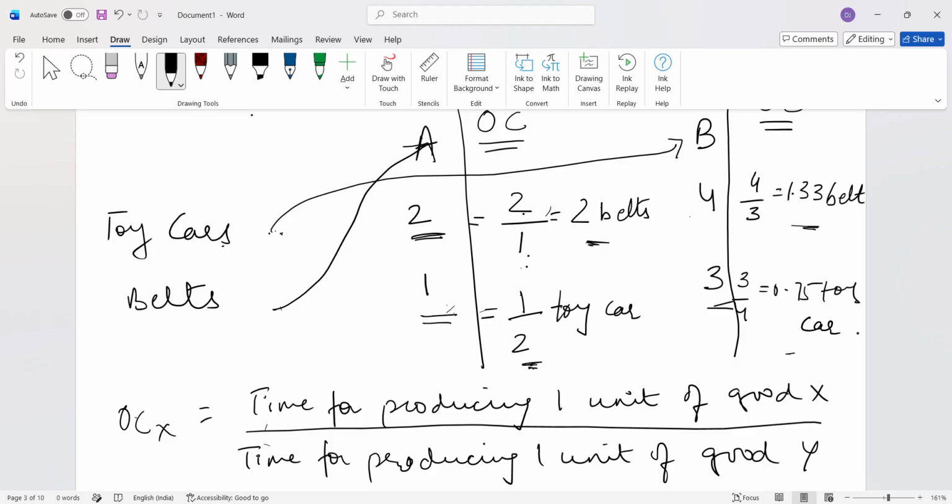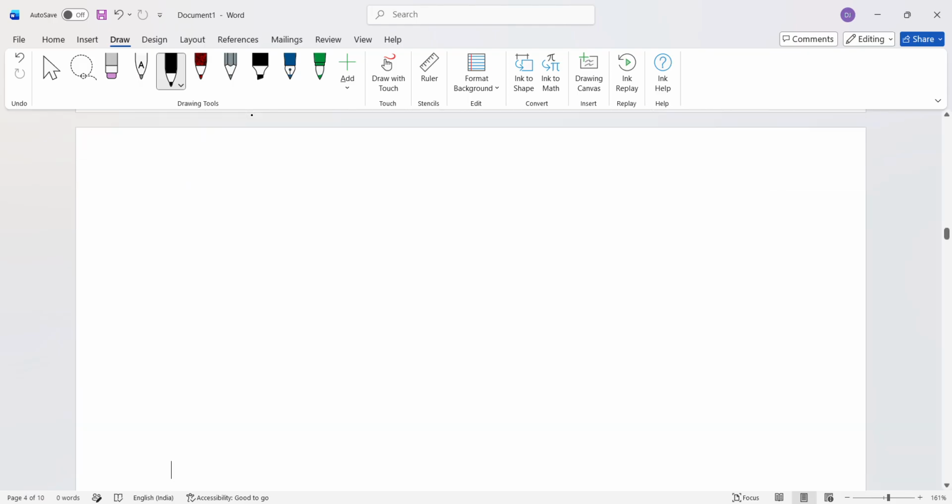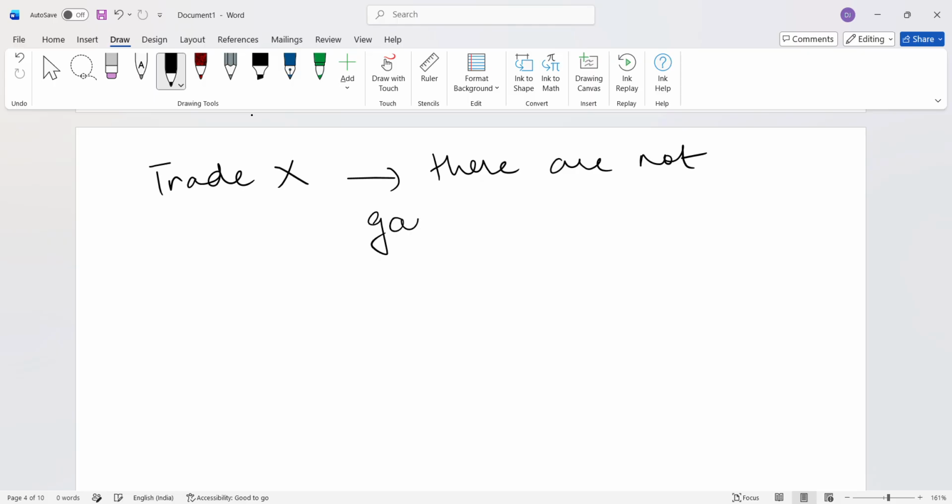Now, is it like that every time trade will take place, or is there a situation in which trade might not take place? Any answers? Okay. So trade will not take place when there are not gains from trade, obviously, right? Trade is taking place only when there are gains from trade, only when both the parties are gaining, only then trade will happen. If there are no gains from trade, then trade will not happen.